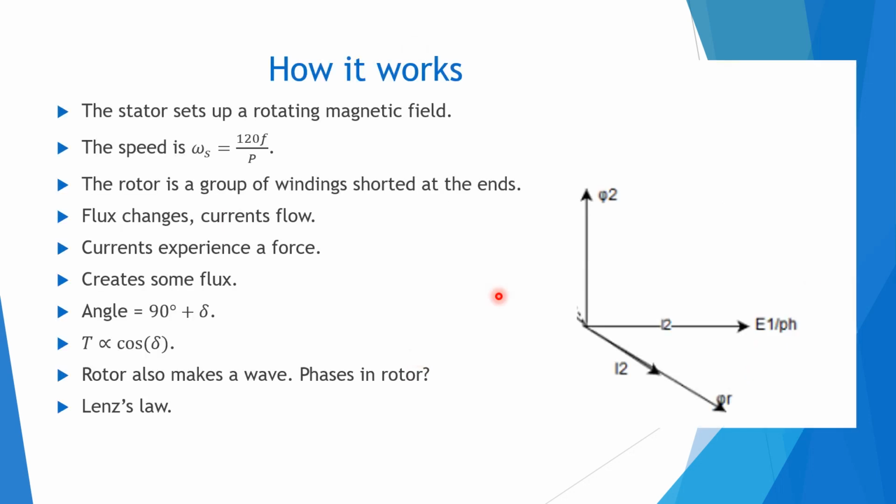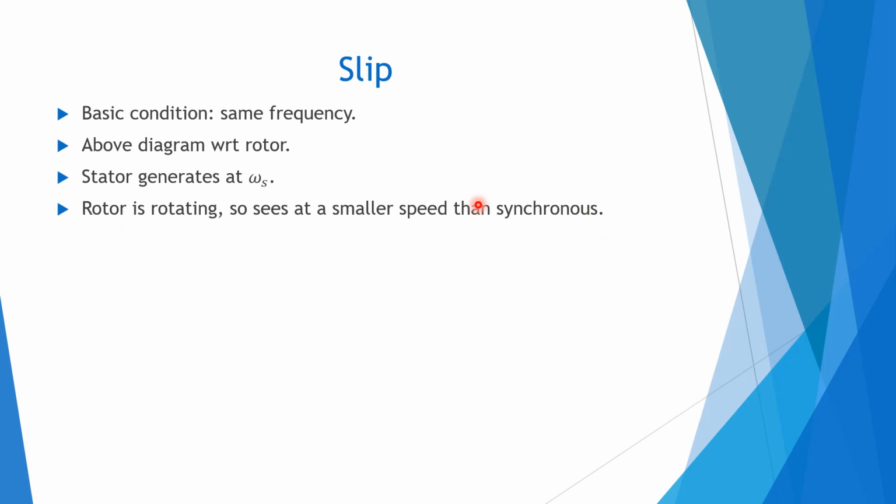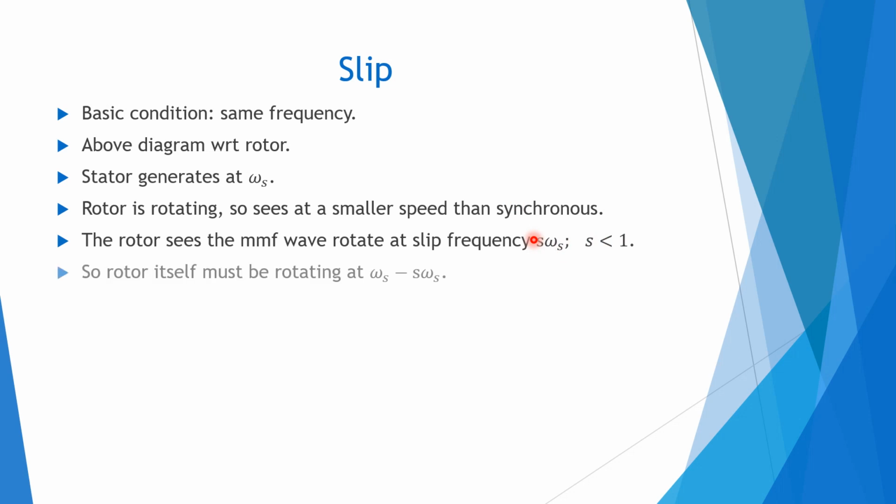And the reason is that that is what created all the phasors in the first place. If you remember, all these phasors were produced by this flux, and this flux was being made by the stator. So that's why the frequency of everything going on in the rotor is this relative speed by which the rotor sees the stator MMF move. So now the rotor sees the MMF wave rotate at some slip frequency. It is less than 1, that S is less than 1, and this S omega s, which is less than omega s, is the frequency at which all the currents and the EMFs in the rotor move.